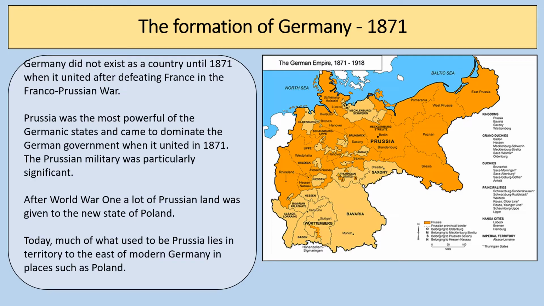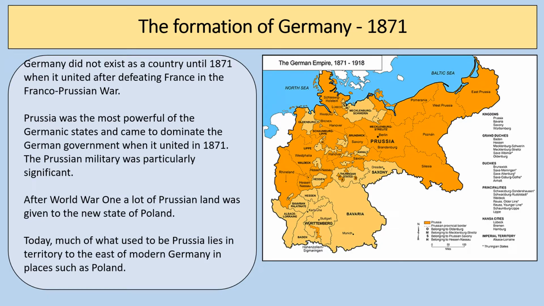So our story begins in 1871 with the formation of Germany. It's important to understand the context that Germany didn't actually exist as a country until 1871, when it united after defeating France in the Franco-Prussian War. Now, as you can see on that map, Prussia was the most powerful of the Germanic states, and it came to dominate the Germanic government when it united in 1871.